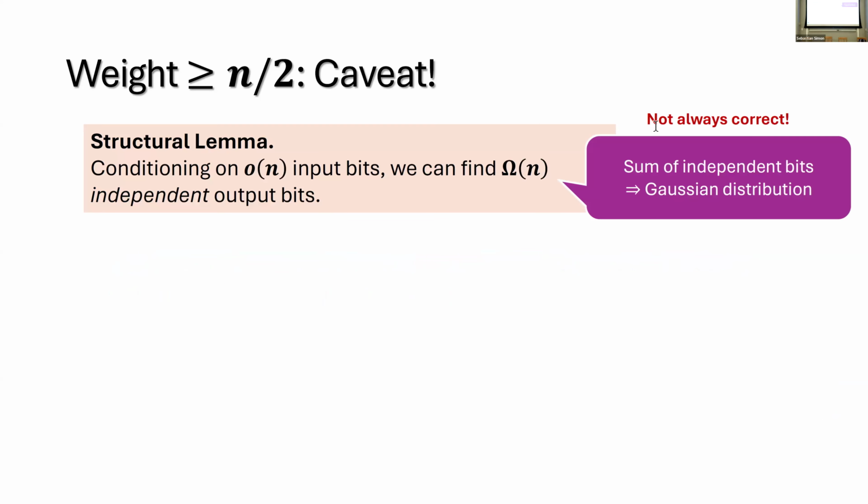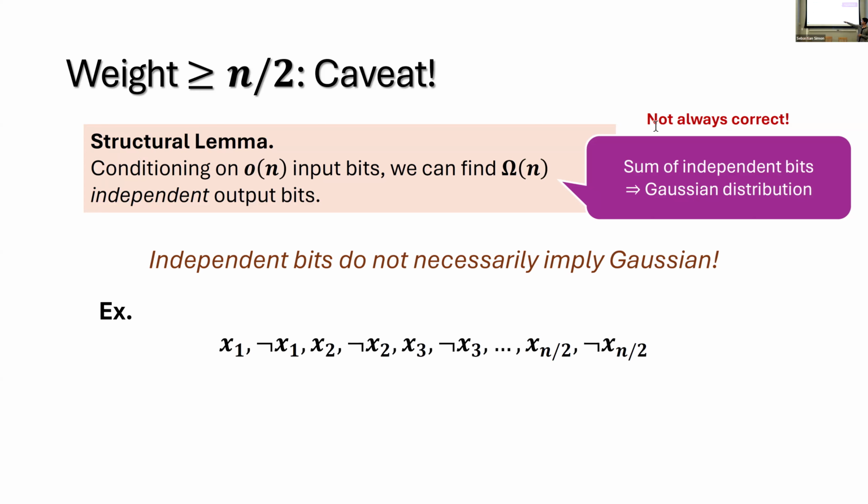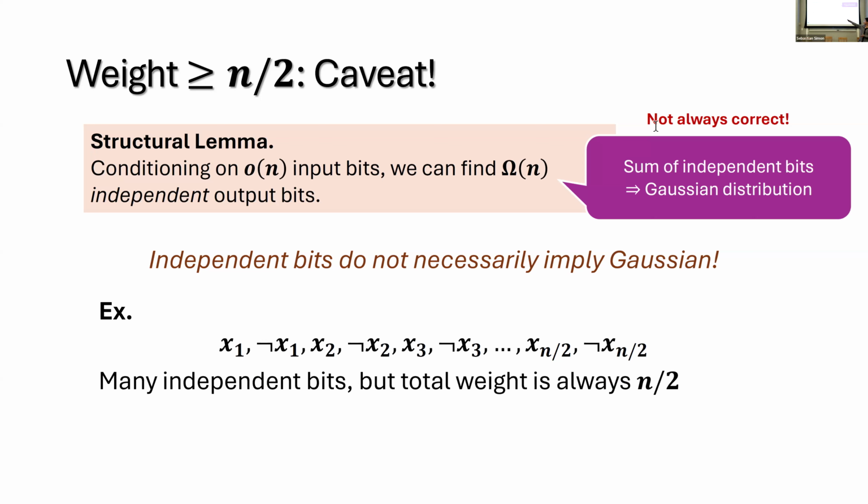However, there is a caveat here. The argument doesn't always work, because we can find independent output bits, but there are still other bits correlating with these independent bits. So the total Hamming weight may not be Gaussian distributed. The central limit theorem may not apply. In particular, here is an example. Assume the first bit is x1, the second is negated x1, and then you output x2, negated x2, x3, negated x3, and so on. So there are m output bits, and you output xi and negated xi simultaneously. You can find many independent bits, because x1, x2, these are all independent. However, if you look at the total Hamming weight, it's always n/2. This is because you always output one bit and its negation. So it is the non-independence outside those independent bits causing trouble.